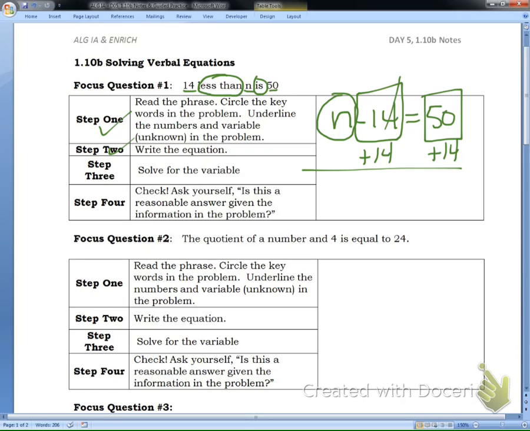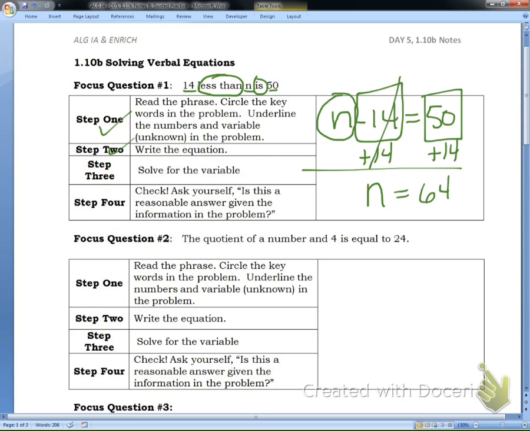The whole purpose of adding the 14 is to create that zero pair so that we can get rid of it, and the variable then will be all by itself. n is equal to, and we combine the 50 and the 14. They both have the same sign, so you have to add the 2 numbers together. 50 plus 14 is 65. Or 64, I'm sorry. 50 plus 14 is 64.